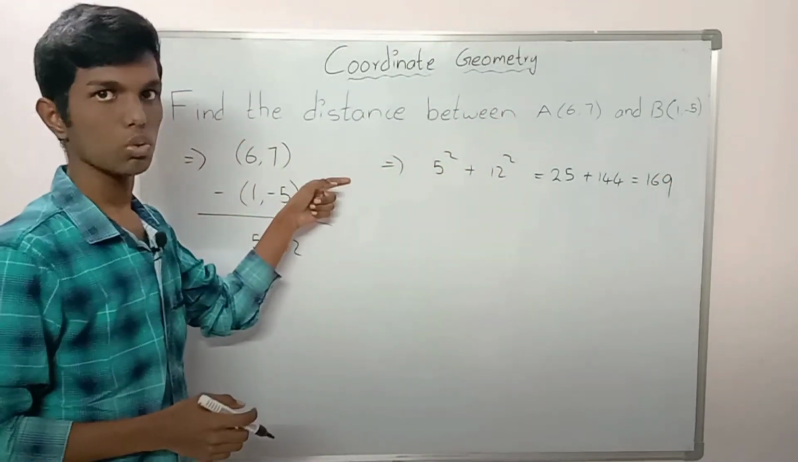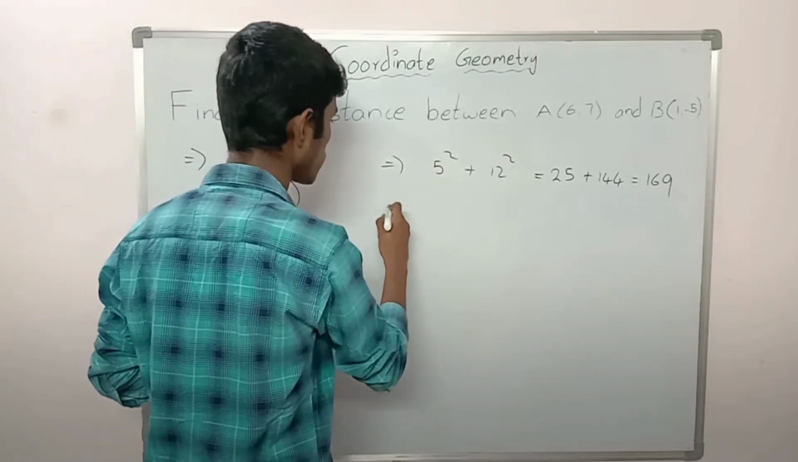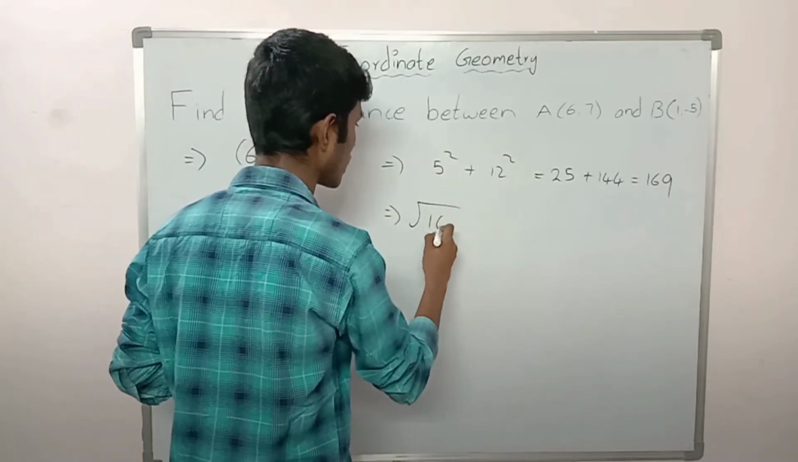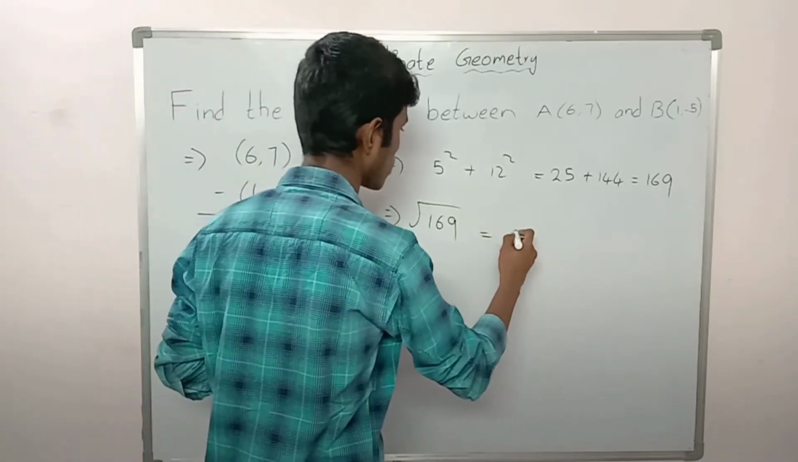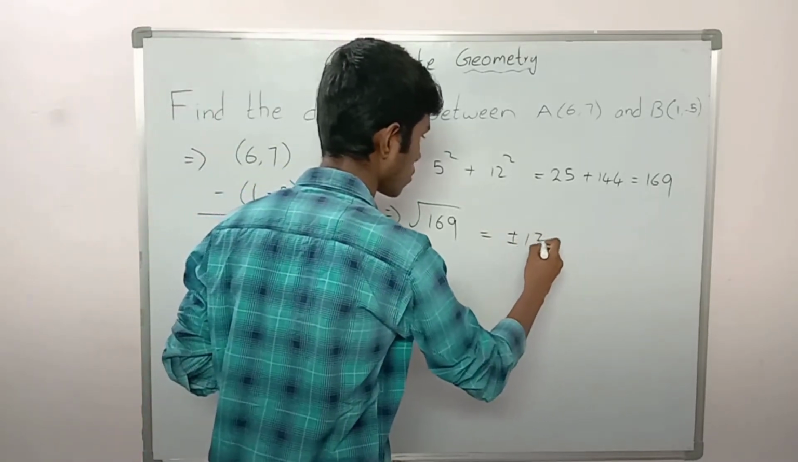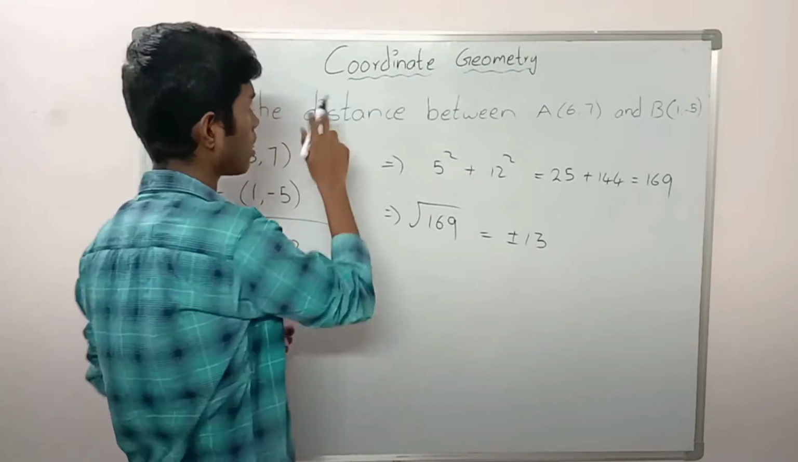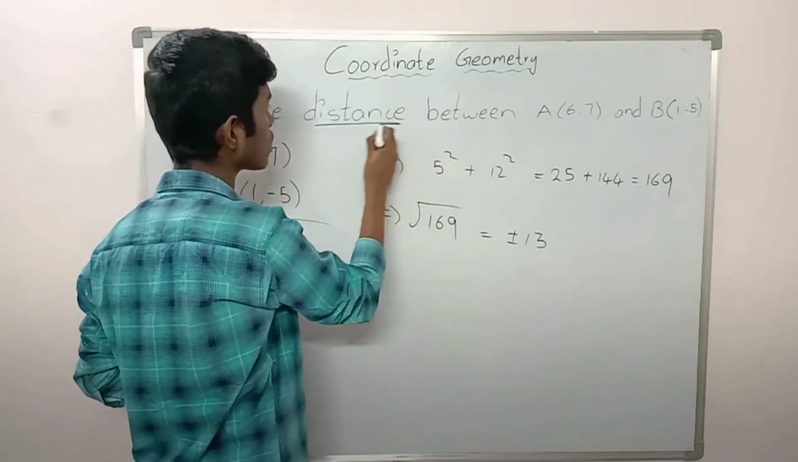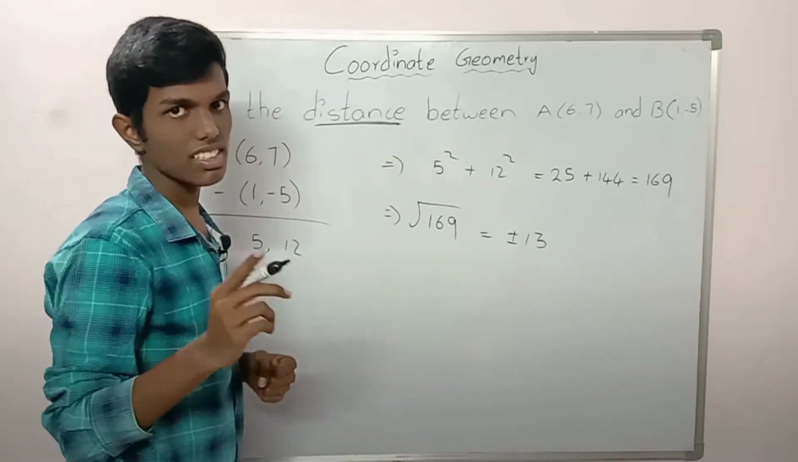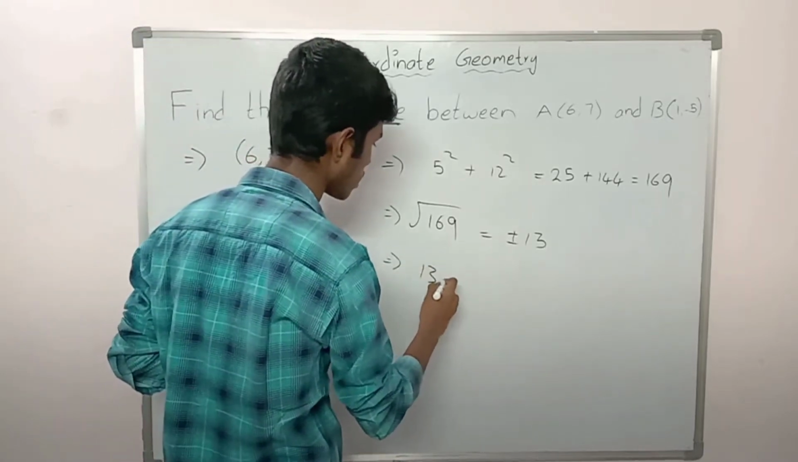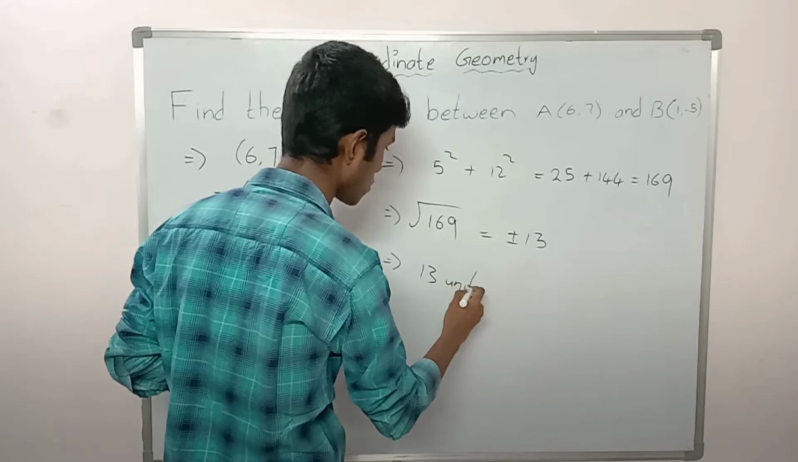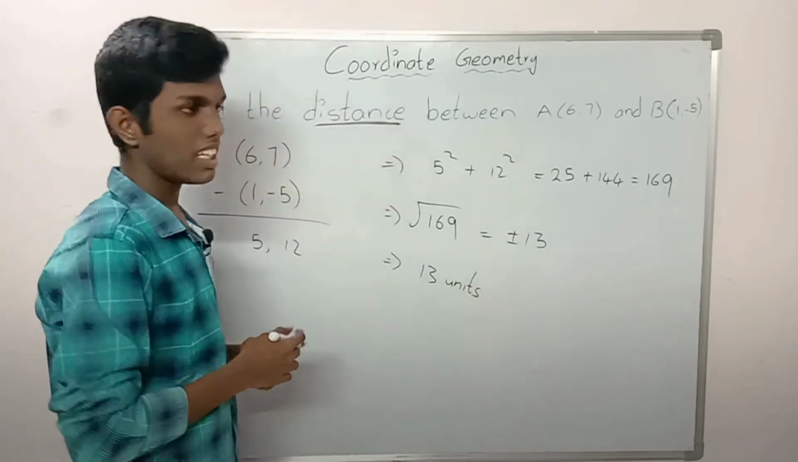Number 1 and number 2. The third step you need to do is root 169. Just put a root on it. That's it. Plus or minus 13. Remember, it is the distance we are finding. Distances can't be negative. So just write 13 units. Neglect the minus sign. Easy.